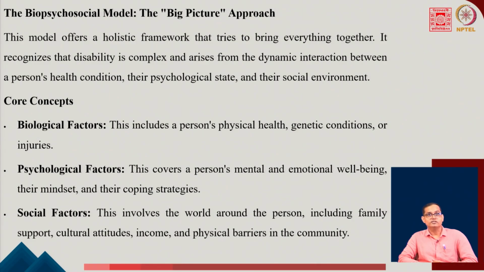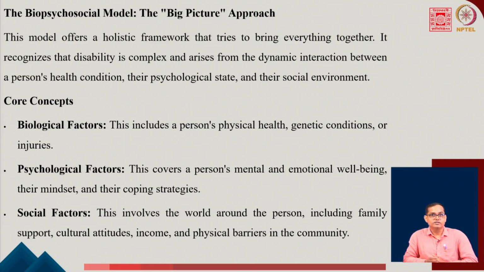The next model of disability is the biopsychosocial model of disability that considers the big picture of disability. This model offers a holistic framework that tries to bring everything together. It recognizes that disability is complex and arises from the dynamic interaction between the person's health conditions, their psychological state and their social environment as well.